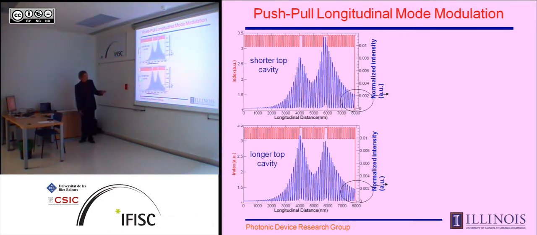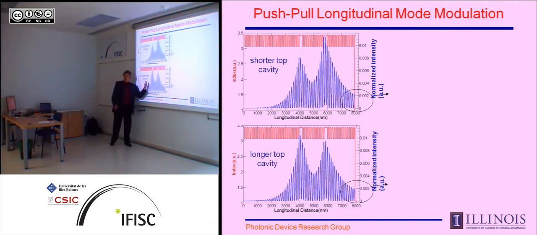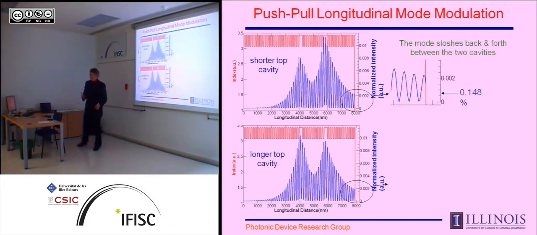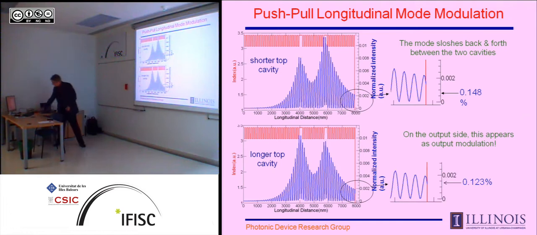When I reverse that and I inject the carriers in the bottom cavity, extracting an equal number out of the top, then the mode is sloshing back into the substrate. So what I'm doing here is I'm changing the longitudinal mode of the device. And by doing that, I effectively am modulating the output. If I look at what's coming out of the top of the laser, this looks like a very small change, and it is relative to the total field, but this is about a 3 dB change in the light output.